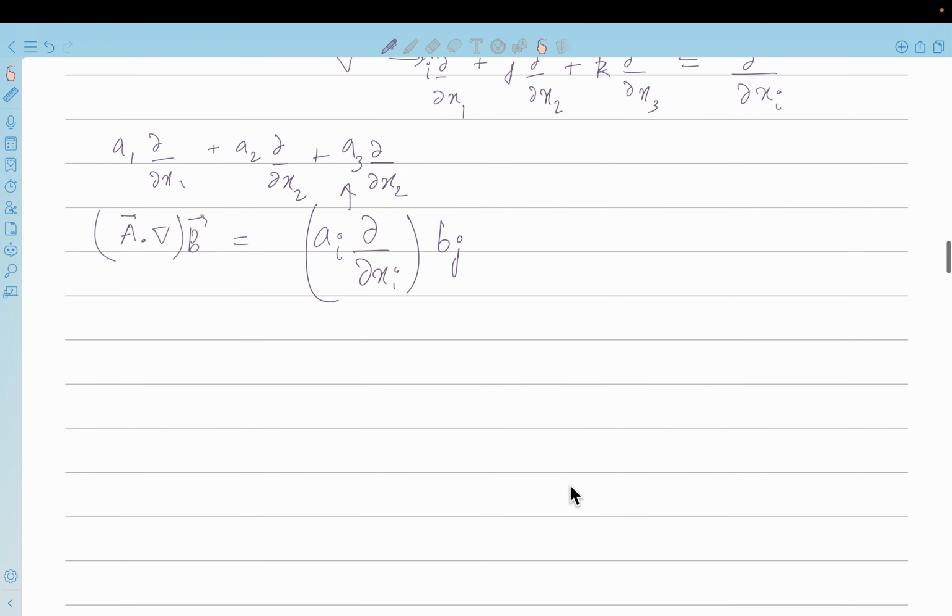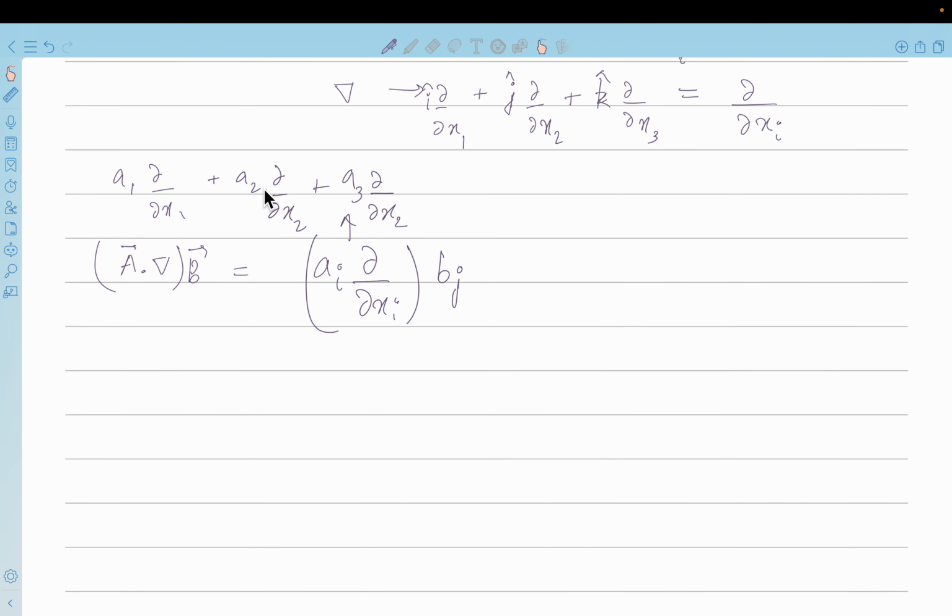We have this operator, A1 dou by dou x1 plus and so on, and that can act on B1, it can also act on B2 and so on. So you have a vector over here. When there are two indices repeated, there is a summation. When there is one index which is not repeated, this means that this expression is actually a vector. Okay.